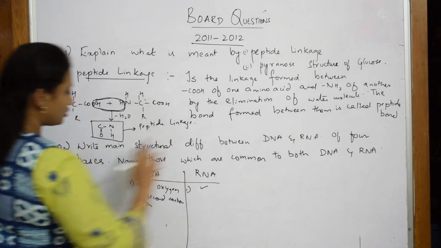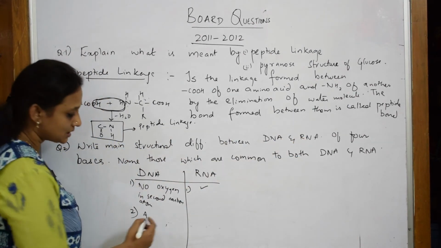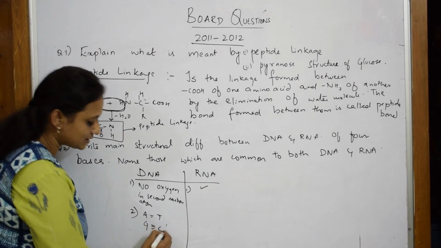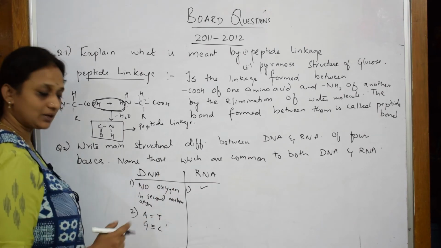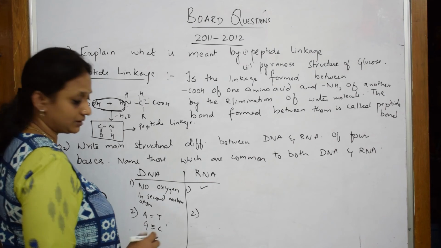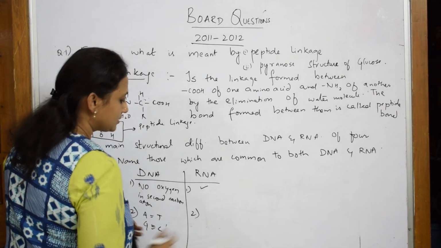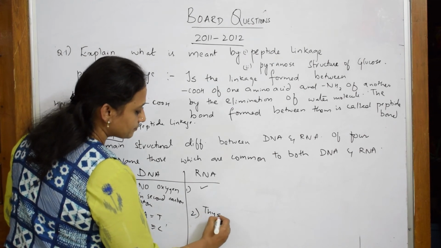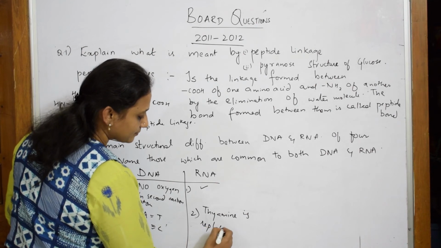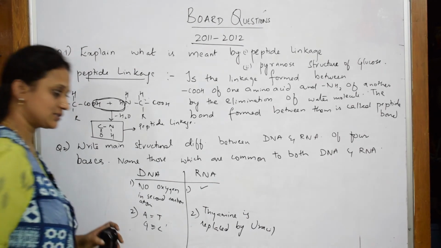Second, the structural difference in base pairs. We very well know adenine always pairs with thymine, guanine always pairs with cytosine. But what happened in RNA? In RNA you don't have thymine, correct? So here you will write thymine is replaced by uracil. That's it. You are going to write this.